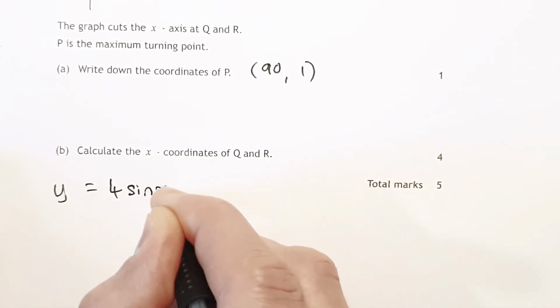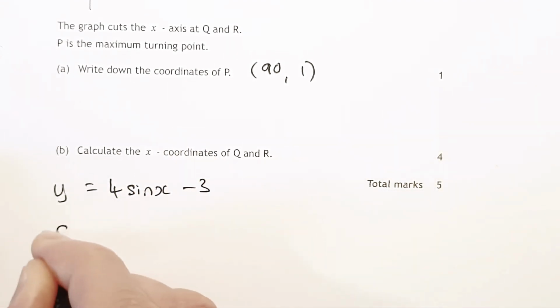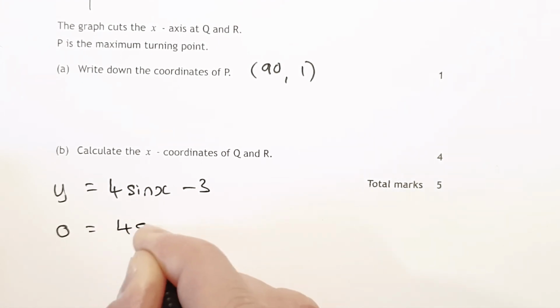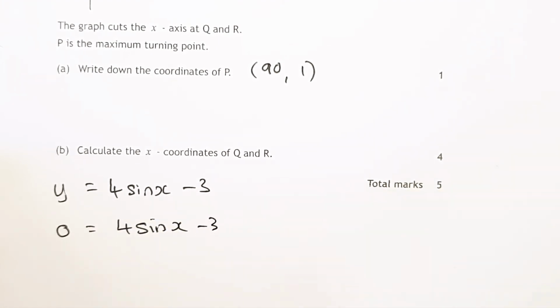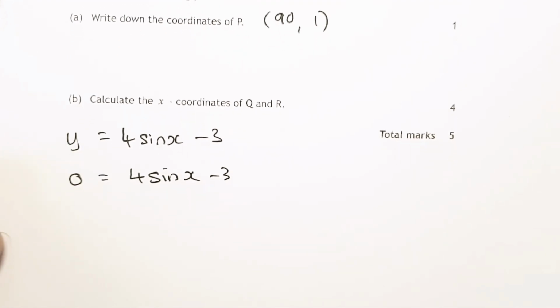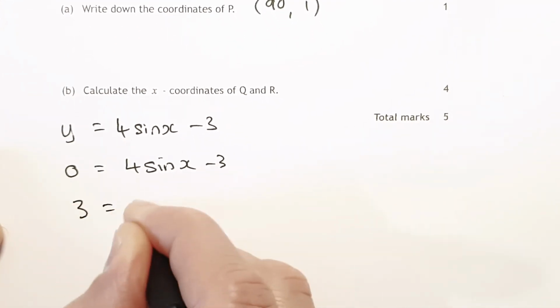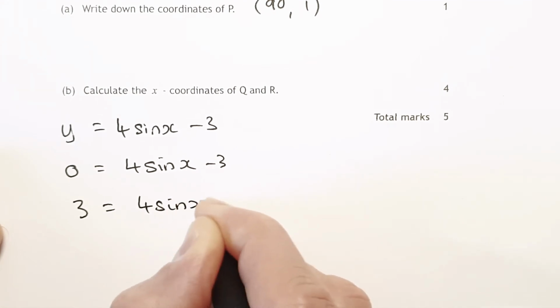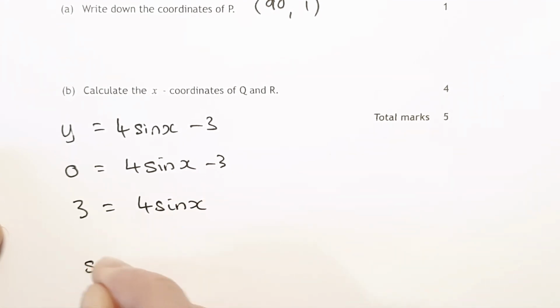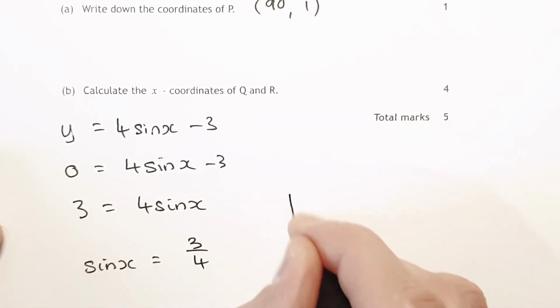Now we're looking for when y is equal to 0, so it's 0 equals 4 sine x minus 3. So we can solve this equation by adding 3 and then dividing by 4. So 3 equals 4 sine x, divide both sides by 4, so we're going to get sine x equals 3 over 4. We can use our CAST diagram.